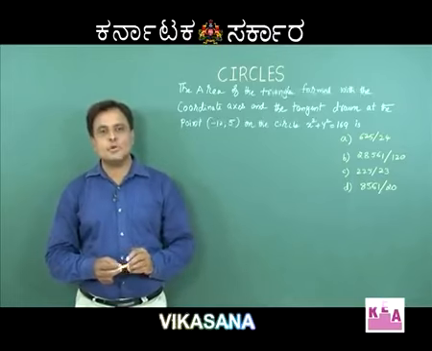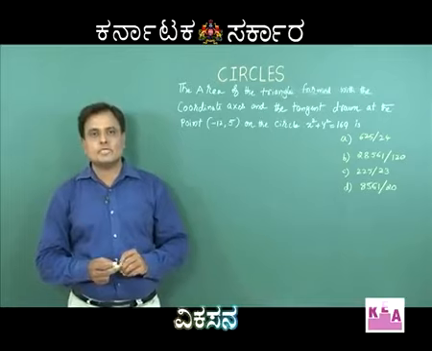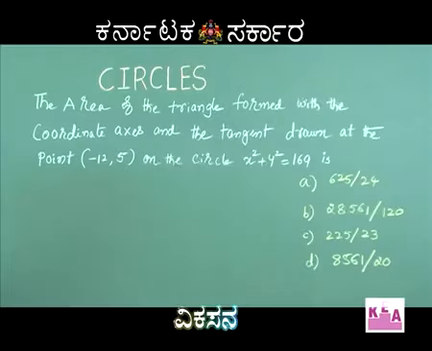Now let us discuss problems based on circles. Let us take up the first example on circles. The area of the triangle formed with the coordinate axes and the tangent drawn at the point minus 12, 5 on the circle x square plus y square is equal to 169 is. Options are A 625 by 24, option B 28,561 by 120, option C 225 upon 23, option D 8561 upon 20.